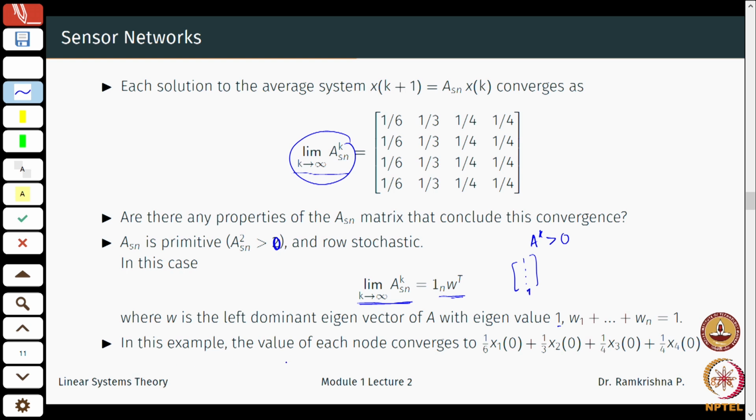So, in this example it converges, or it happens that the value of each node just converges to this one. You see this, so all x1 will be 1 over 6 x naught and x1 naught and so on, right. So, it will be the same through all the 4 nodes. So, node 1, node 2, node 3 and node 4.